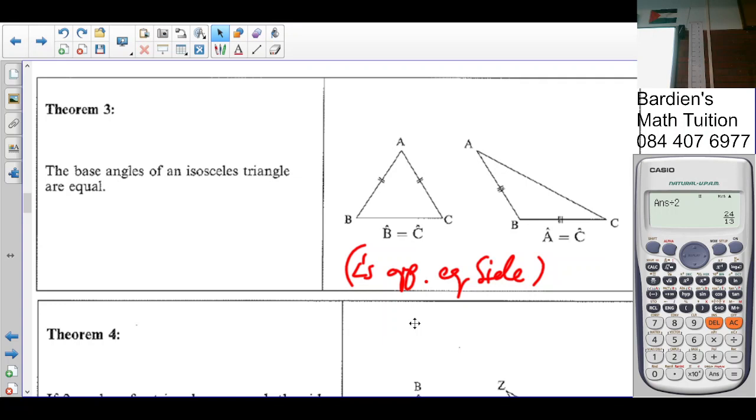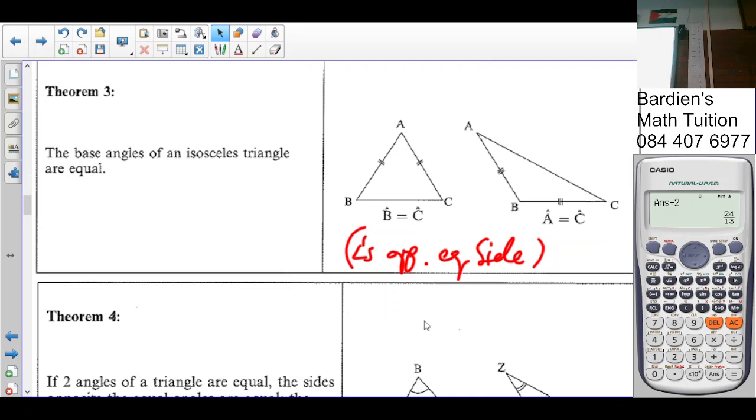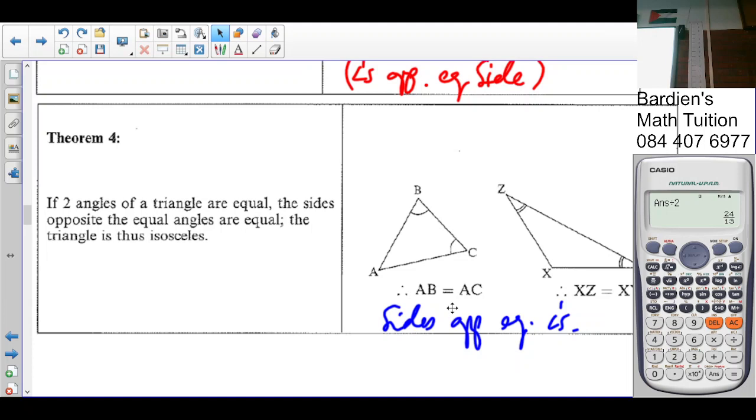If the sides are equal, which will result in the angles being equal, it will be angles opposite equal sides. And when the angles are equal, we can conclude that those two sides are equal. It's going to be sides opposite equal angles.